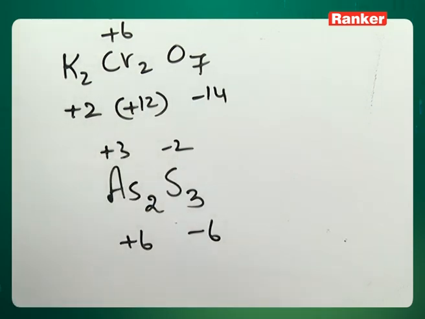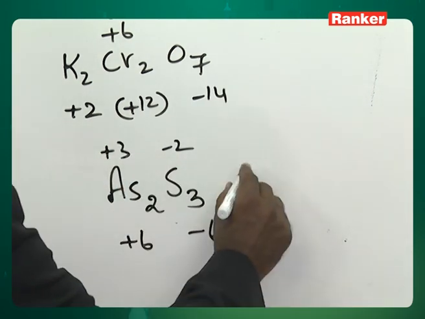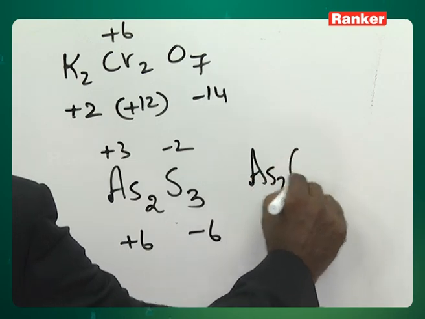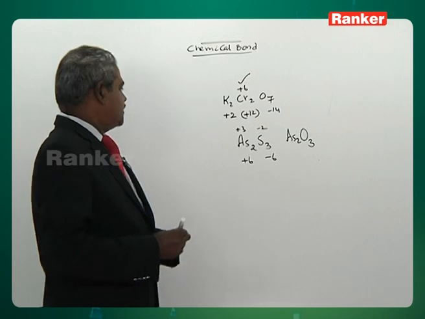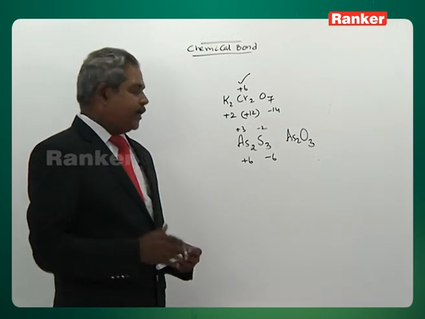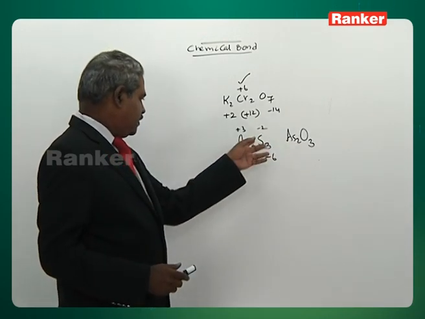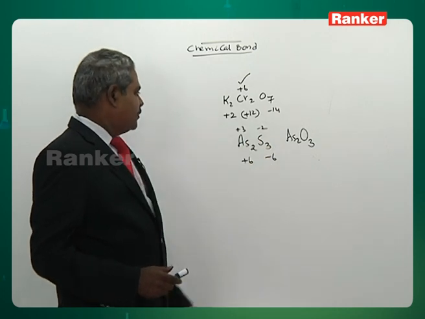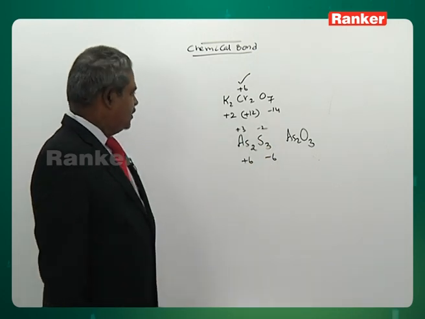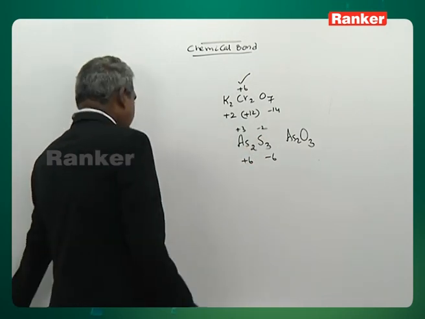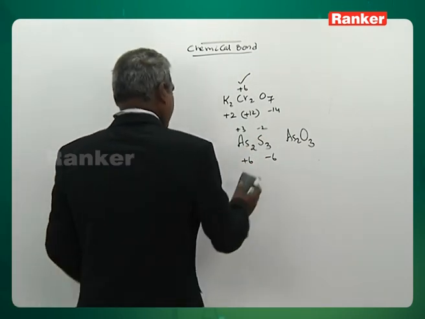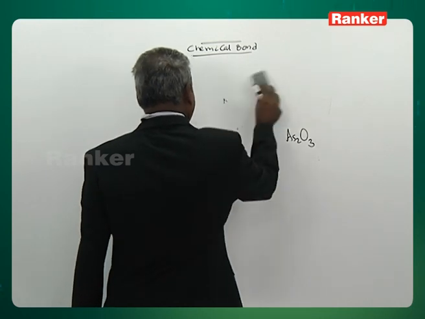Arsenic plus 3. It is like arsenic oxide, similar to As2O3. So, whenever there is a question on As2S3 sulfide, you just think of As2O3. You see oxygen and sulfur belong to the same group. So, since oxygen is minus 2, sulfur also is generally minus 2. Very rarely it is minus 1, in a compound called persulfide.